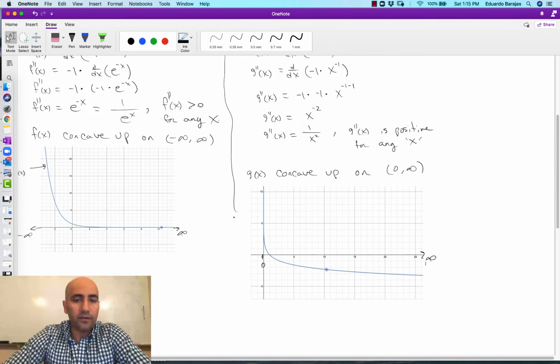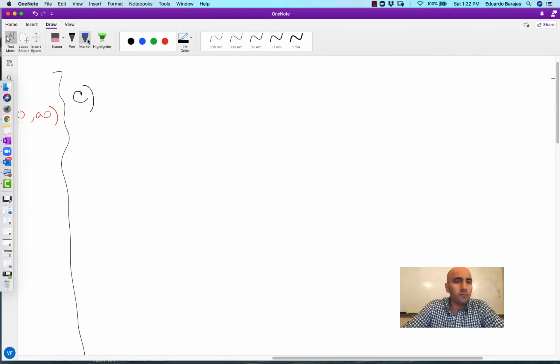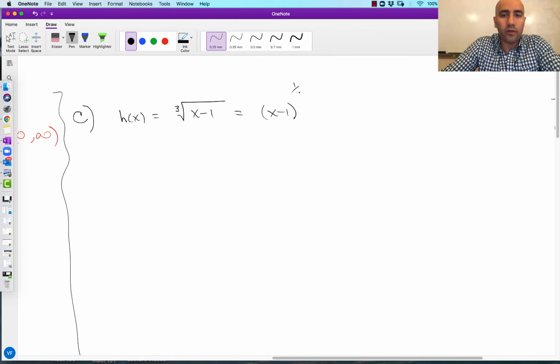Let's throw another one in here. Let's say h of x is equal to the cube root of x minus 1. Again, let's analyze this and figure out on what interval this function is going to be concave up and when it's going to be concave down. So we need derivatives. I'm going to rewrite this as x minus 1 to the power of 1/3.